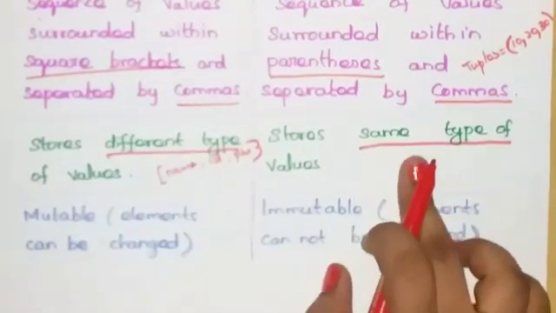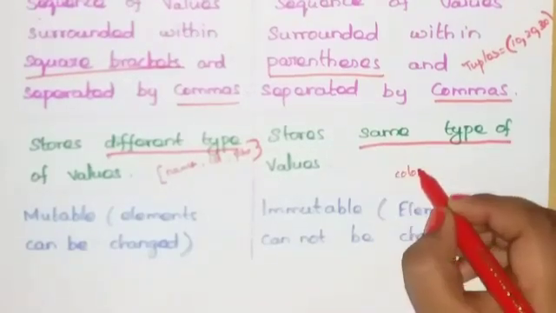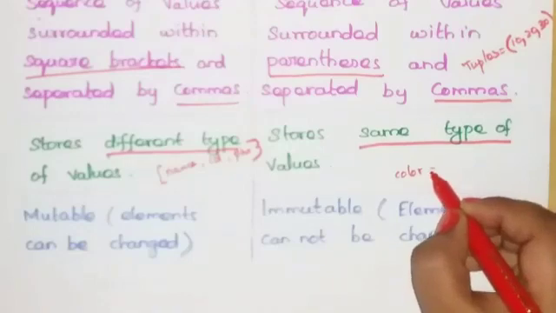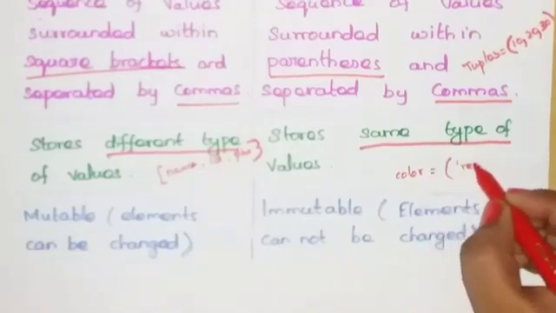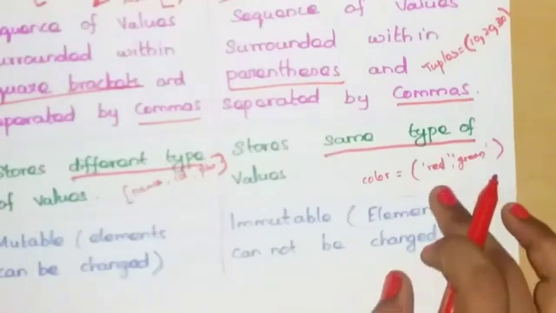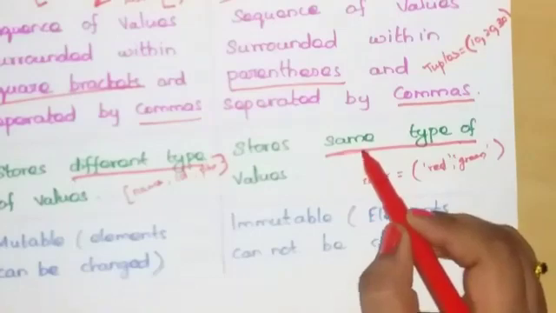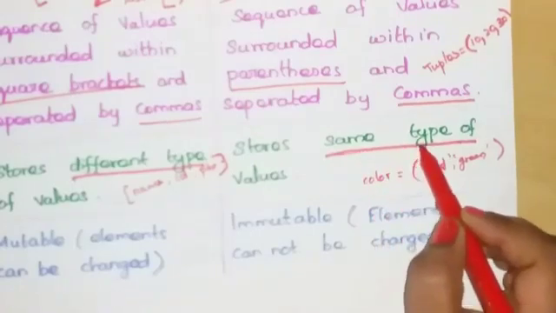But in a tuple, you can store same type of values. For example, take some colors. Color equal to red, green. Here red is a character type and green is also character type. So you should store same type of values in a tuple.